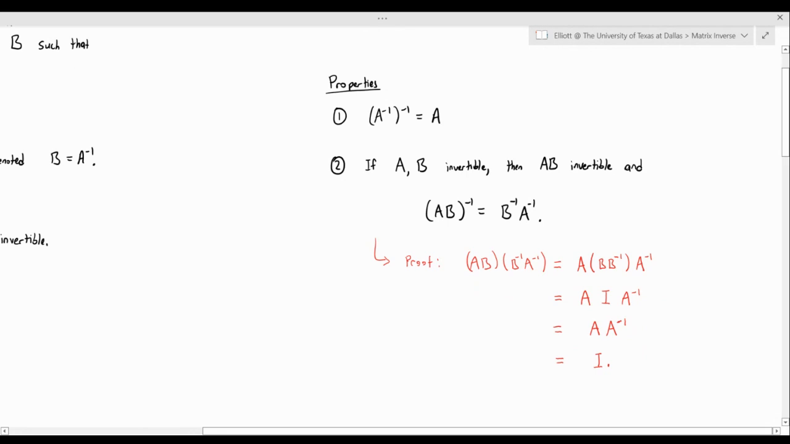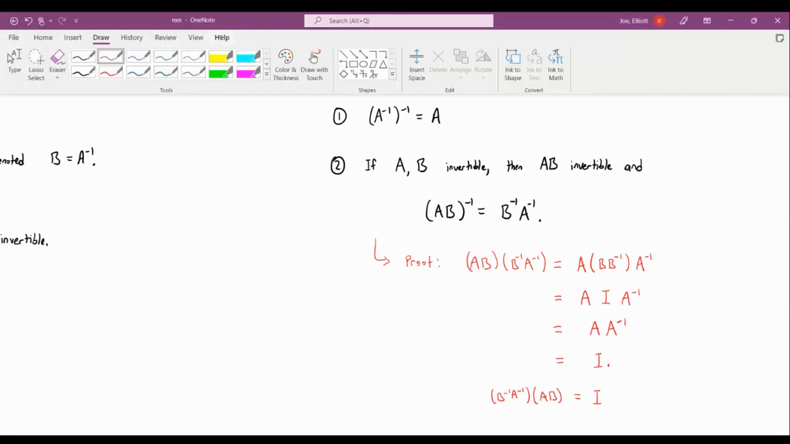A similar computation would show you that B inverse times A inverse, multiplied by AB, will also give you an identity. Therefore, B inverse A inverse must be the inverse of AB, since it multiplies with AB to produce an identity matrix. So that's a small proof there.